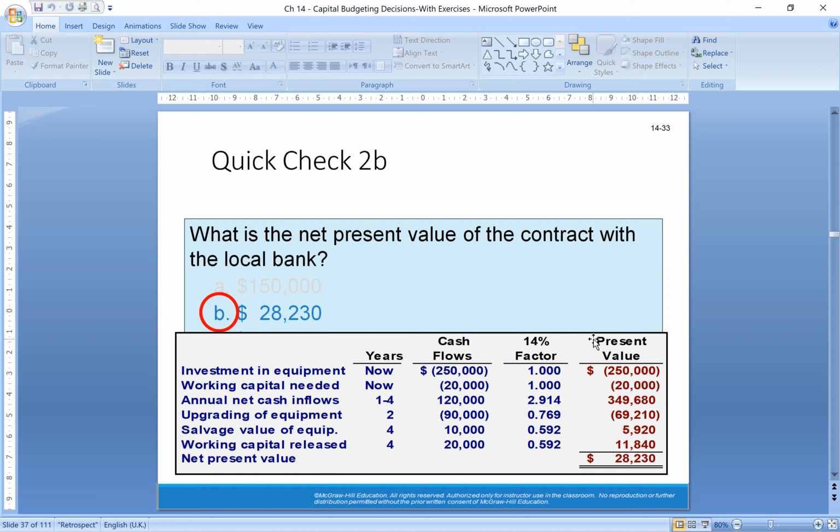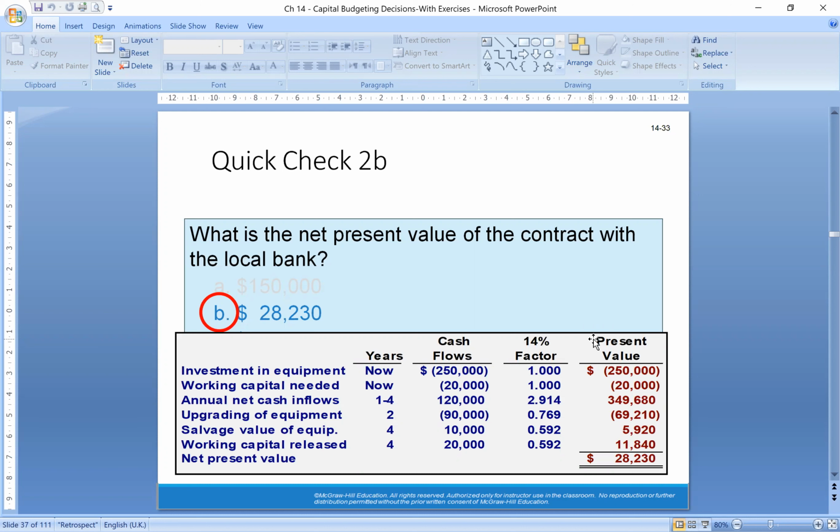Upgrading the equipment in year 2, which means I will pay the 90,000 one time at the end of year 2, multiplied by a factor, and this factor comes from table 1. Why? Because I'm talking about one amount to be paid once, multiplied by 0.76. This equals 69 something. So again, the present value of the 90,000, which will be paid after 2 years, but the present value today is 69,000. I'm trying again to calculate the present value of the project today. So 69,000 will be the present value of the 90,000.